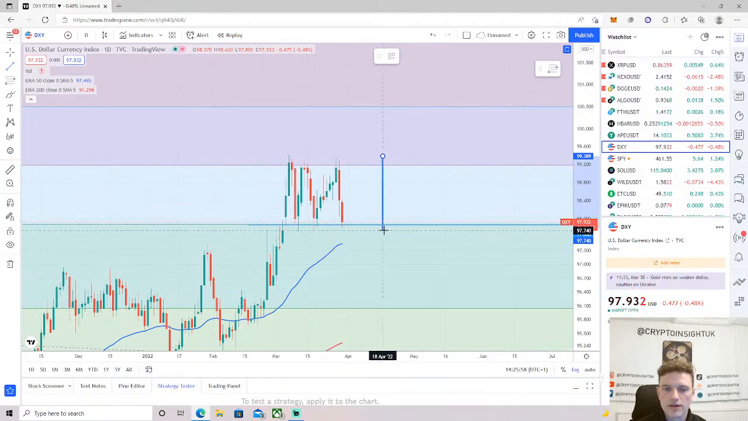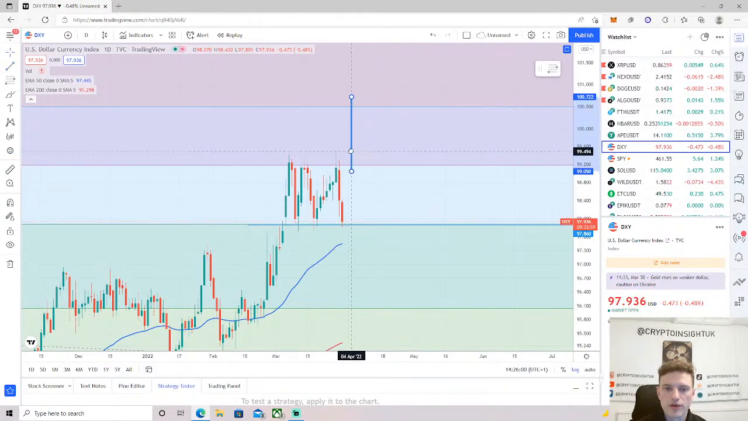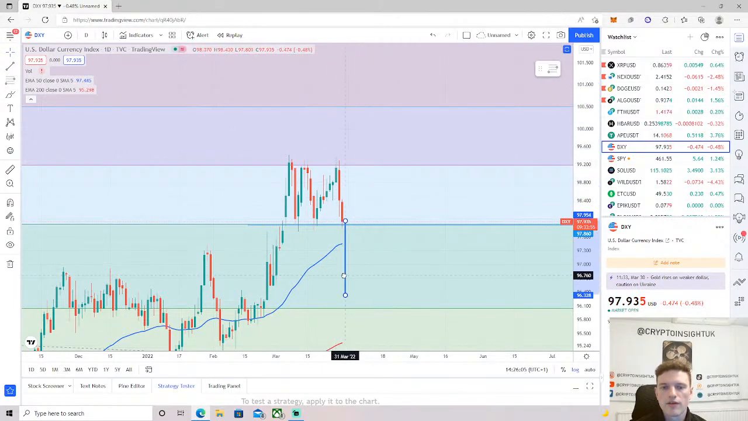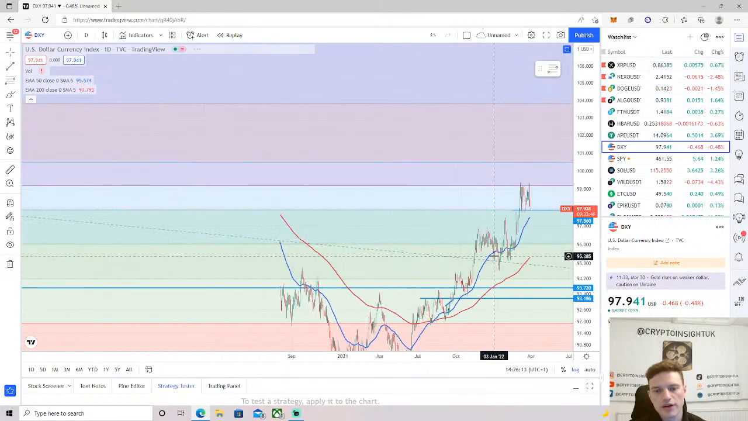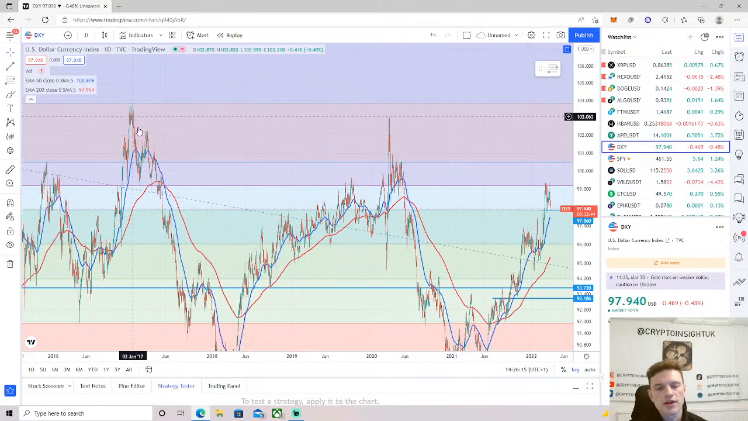We are looking at that point. So if we broke upwards out of this range, we would be breaking up towards that 101.49. If we broke downwards out of this range, we'd be looking down to 96.193. So as the DXY loses strength, it's oftentimes when crypto rallies.